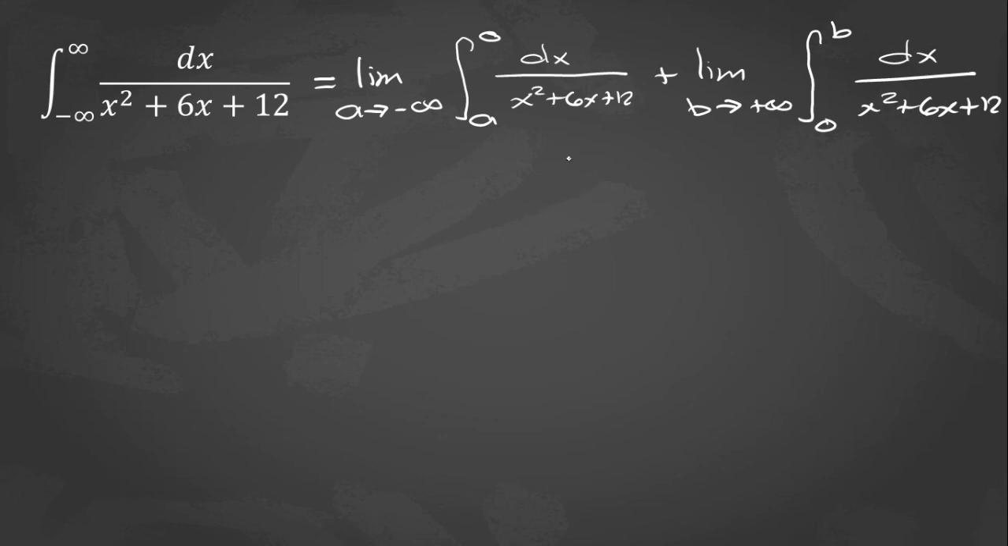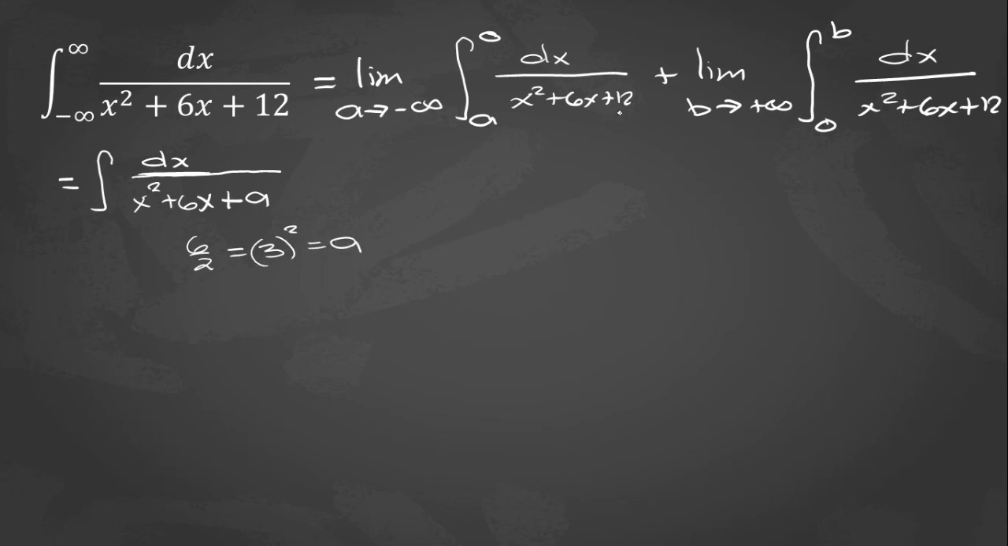Now we must first evaluate our integrand. Thus evaluating our integrand, this will become dx over x squared plus 6x. By completing the square, we have x squared plus 6x plus 9. Where do I get that 9? Well, this is obtained by 6 divided by 2, which is 3, and squaring it, we'll have 9.